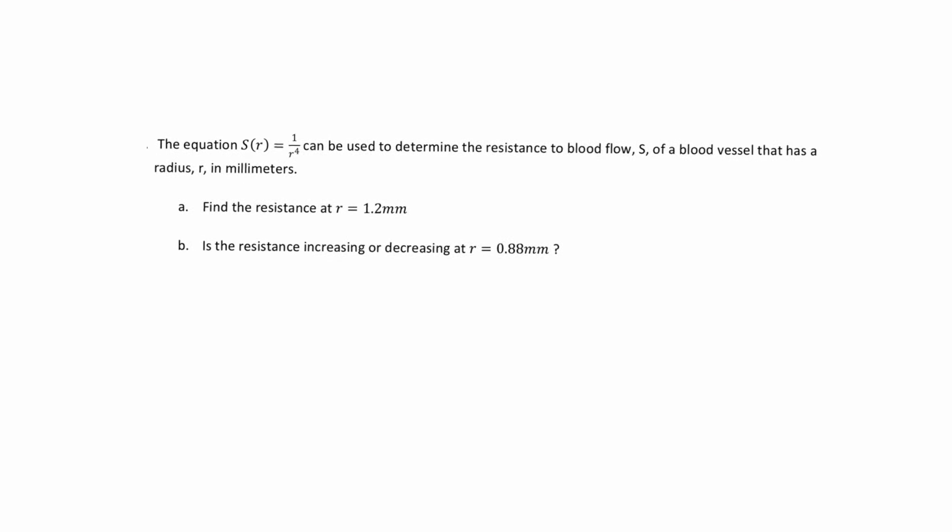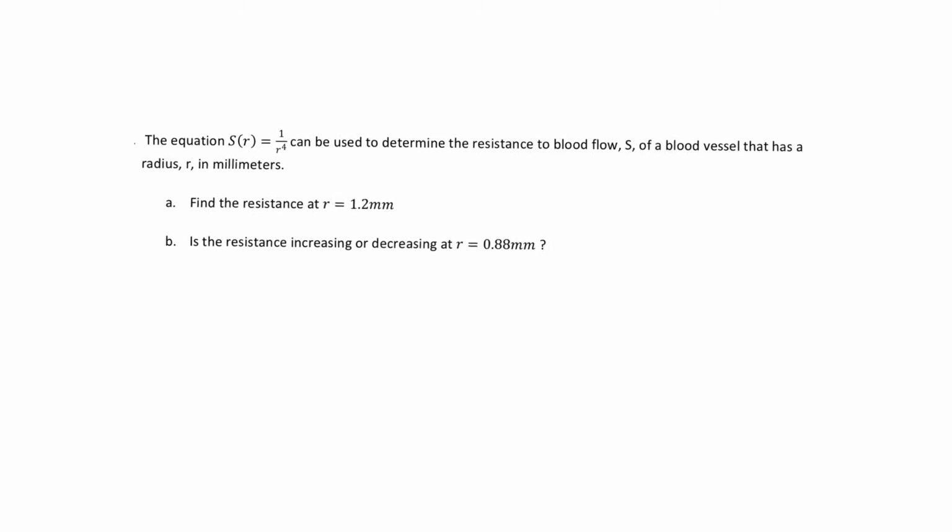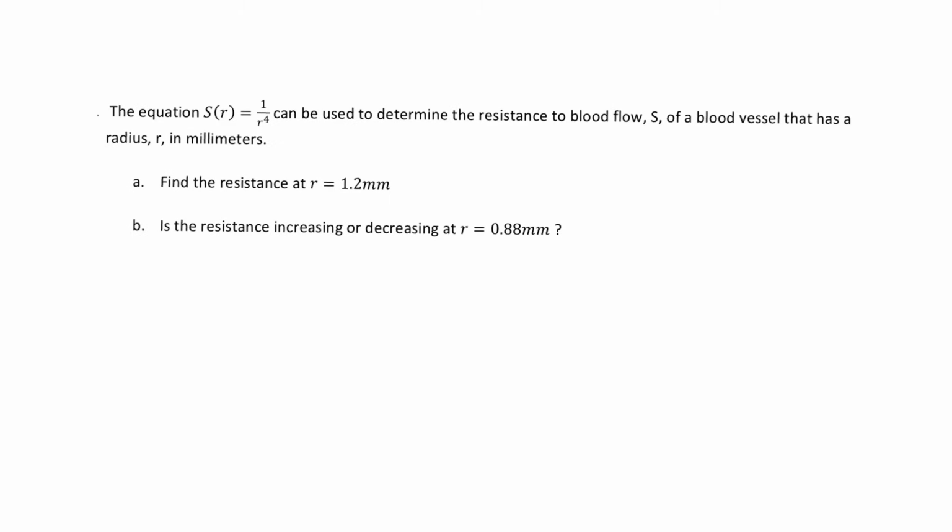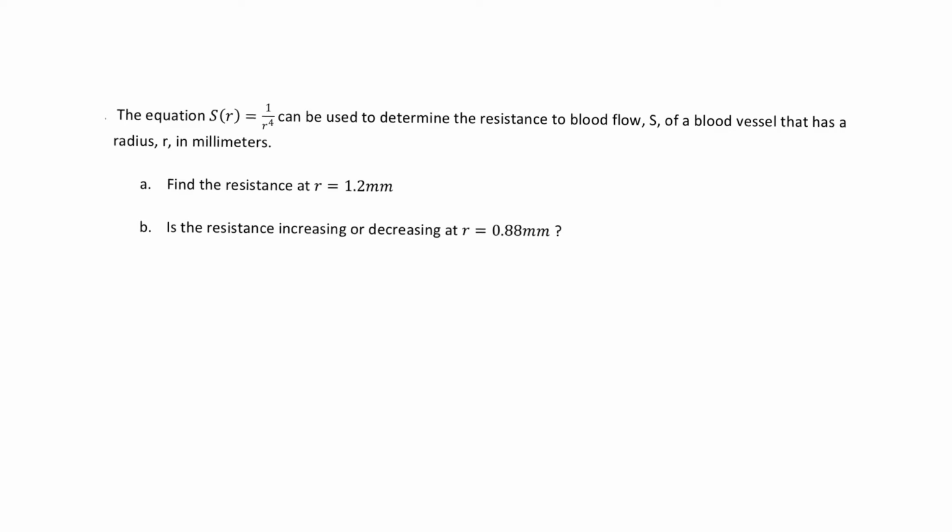Okay, and our last one here, the equation S of R equals 1 over R to the 4th can be used to determine the resistance to blood flow, S, of a blood vessel that has a radius R in millimeters. Find the resistance at R equals 1.2 millimeters. Okay, so it's asking to find the resistance. This is all about reading. We have to have good reading skills here.